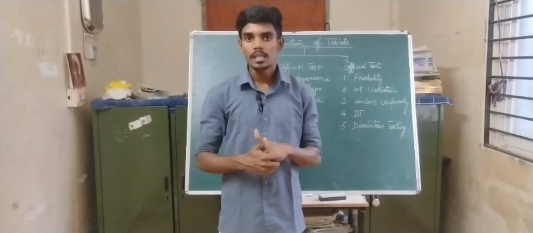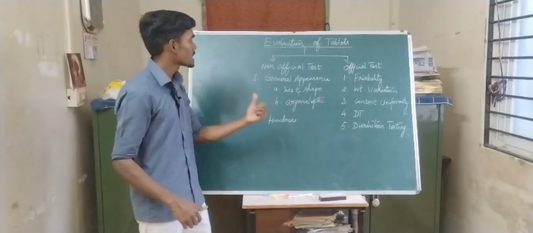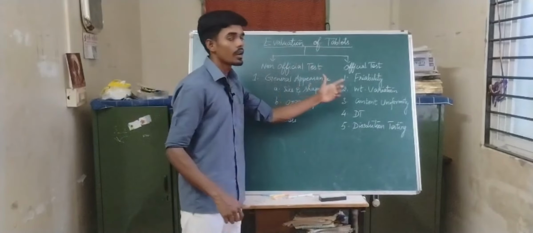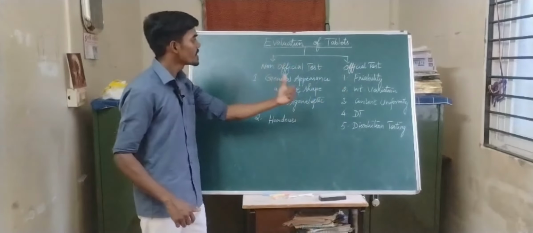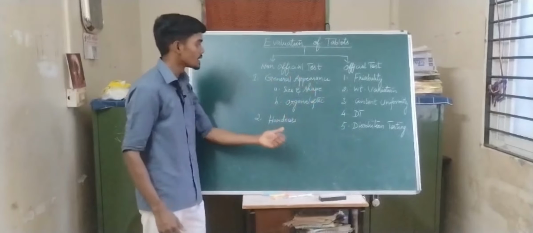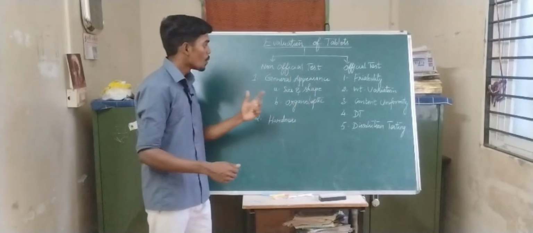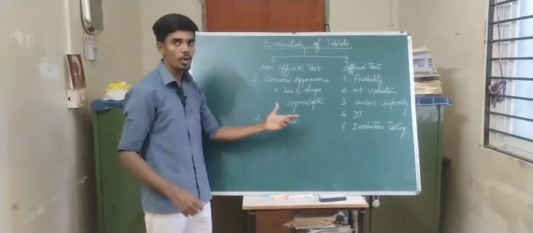So moving on to the next topic, evaluation of the tablets. The tablet evaluation is further classified as the official tests and the non-official tests. In non-official tests, we are using general appearance and then the hardness. In general appearance, we are further classified into 2 types: one is the size and shape, and the other is the organoleptic properties.